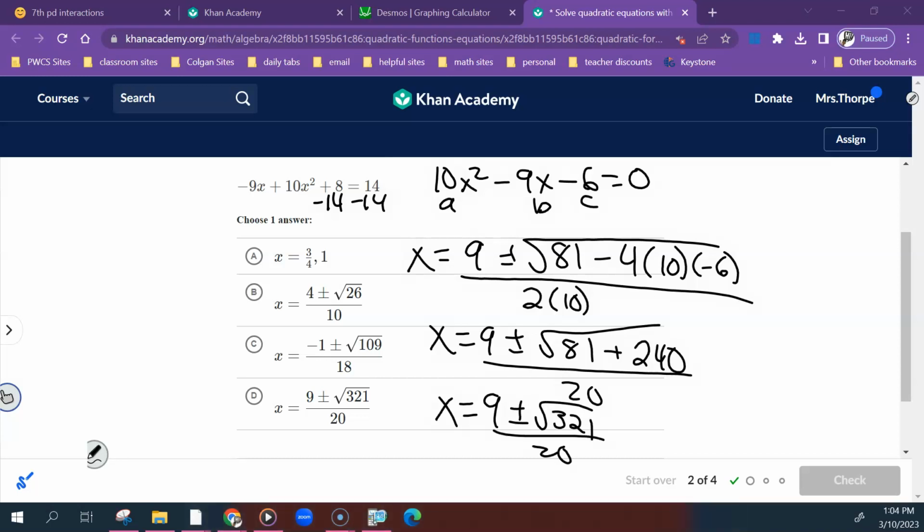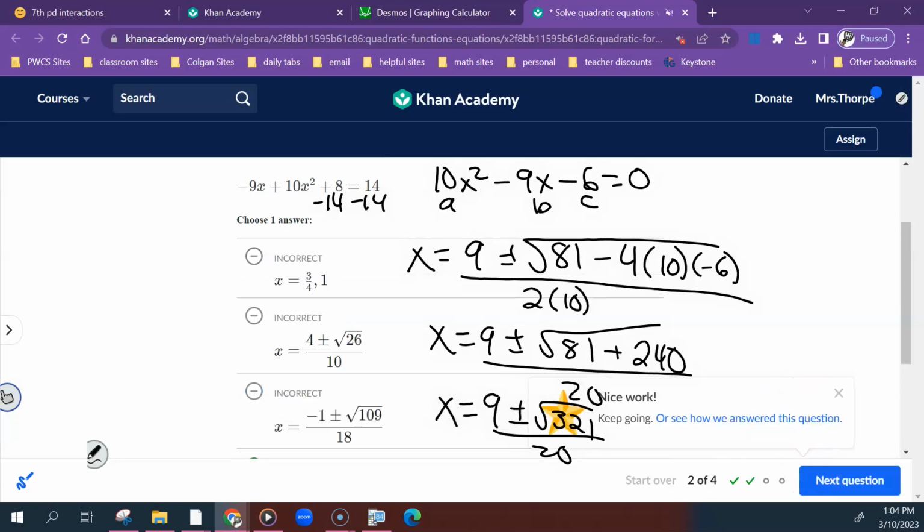Is 321 a perfect square? No. Is that answer up here? It will either match or it won't. And then find the decimals. Questions about this? That seems simple for now.